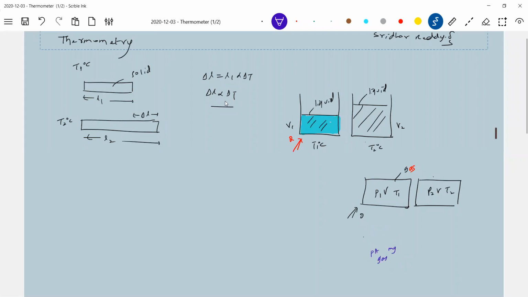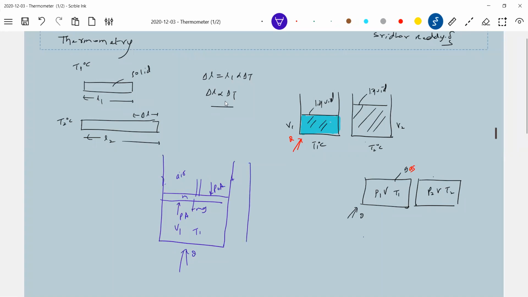I think I'll draw a big diagram. Okay, look at this one. Now, the next property of gas, what I'm going to do is, this is air. What are the forces? mg, P naught A, and the pressure of the gas PA. There is a volume V1 at temperature T1. Now I'll supply heat to this. Then what will happen is, same volume.